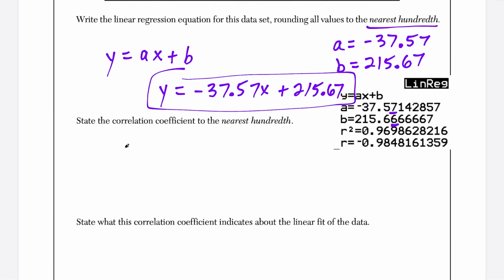For the second part, we just have to state the correlation coefficient to the nearest hundredth. So here, the correlation coefficient is the R value. And if we're rounding to the nearest hundredth, in the hundredths place we have an 8, and to the right is a 4. So we're going to round down to -0.98. So here is our correlation coefficient.